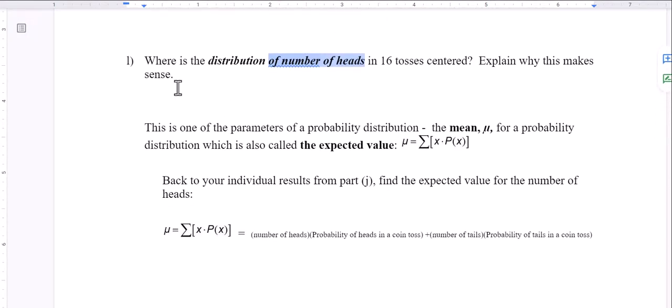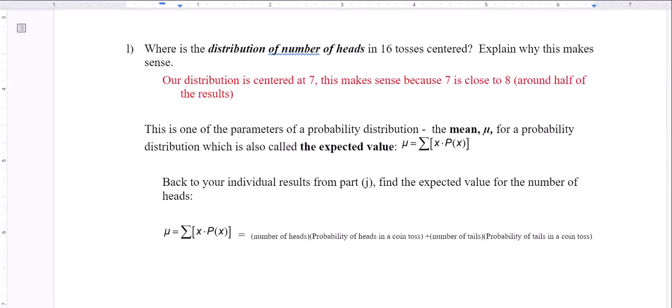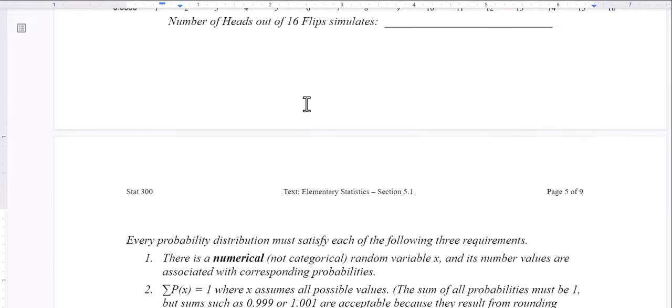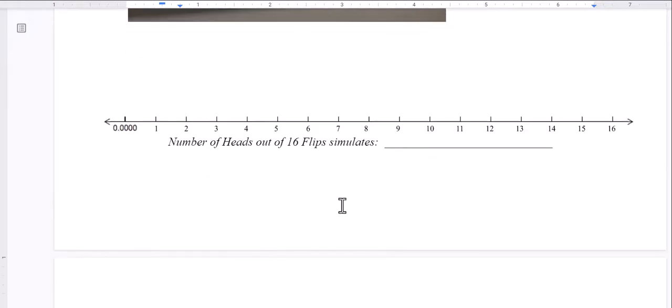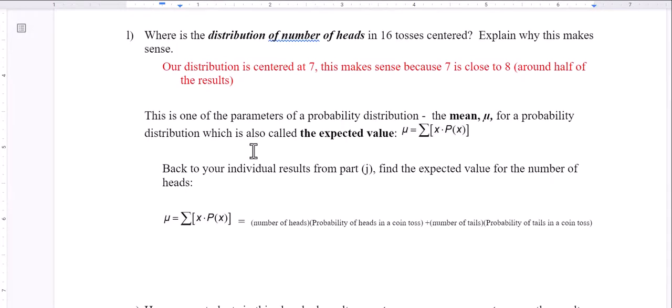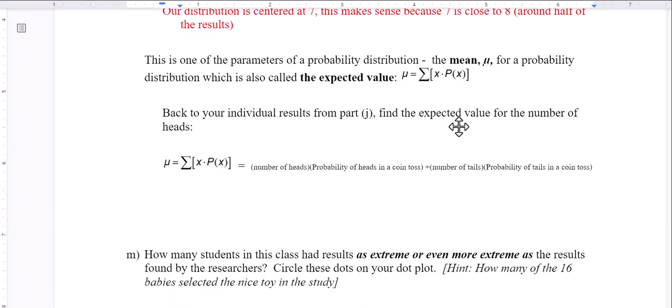And so let's put that in here. So using the actual graph here, we're centered around 7, but that is close to 8, which is what we had expected. Which brings me to one of the parameters of a probability distribution: the mean, which is also called the expected value, which is mu equals the sum of x times the probability that x occurs. So back to your individual results from part J.